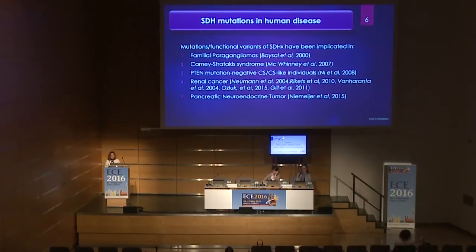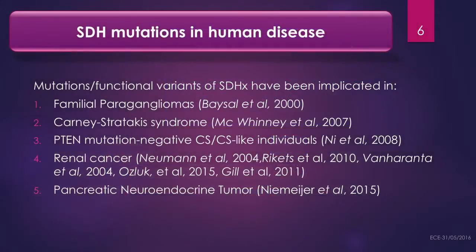Mutations and functional variants of SDH, as I will call it from now on for the sake of time, have been implicated in familial paragangliomas, in Carney-Stratakis syndrome, in PTEN mutation-negative Cowden syndrome and Cowden syndrome-like individuals, in renal cell cancer, and more recently in pancreatic neuroendocrine tumors.